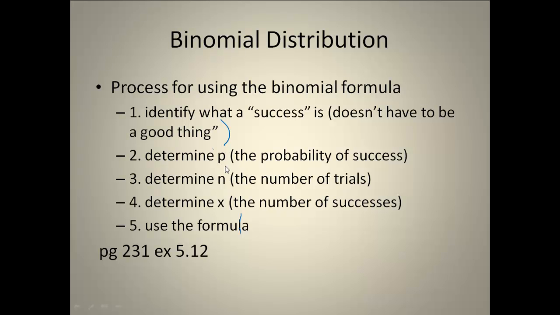Next, determine P. That's your probability of a success. Then determine N. That's your number of trials. Determine X. That's the number of specific successes you want. And then we're going to use the formula.